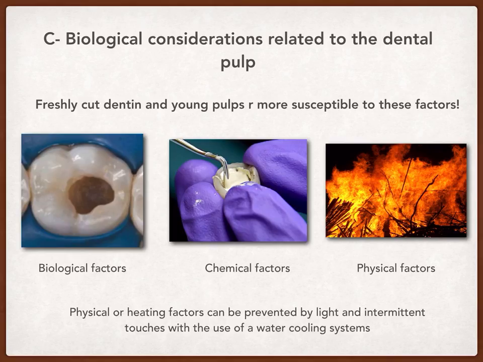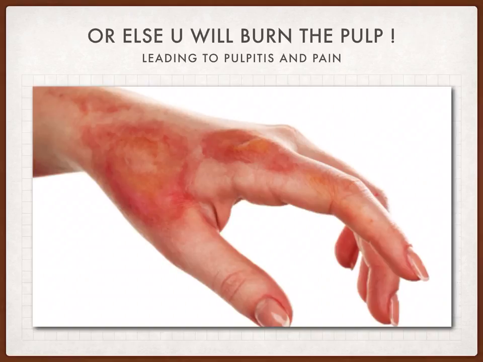This heat production must be prevented by light and intermittent touches during the preparation and the use of a water cooling system, not an air cooling system, because the water cooling system will not only cool it down, but it will also clean it up, and it will prevent its desiccation, which may lead to further irritation to the pulp if we use an air cooling system. So these are the biological, chemical, and physical insulators to the pulp during the tooth preparation that we should consider, or else you will burn the pulp, leading to pulpitis and pain to the patient.